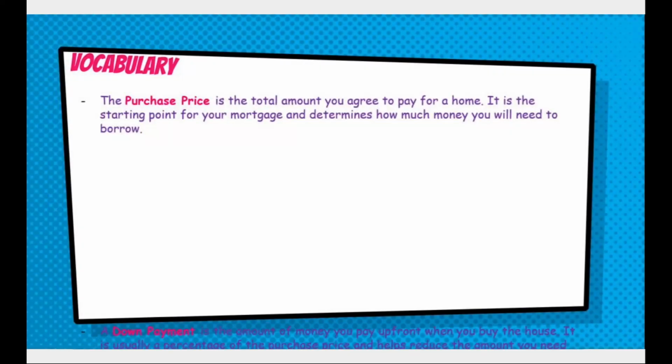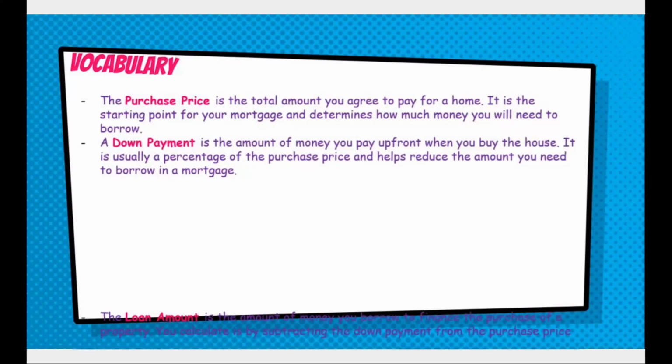So just like yesterday, we're going to talk about some vocabulary first before we get started. A purchase price is the total amount, just like with the car, that you agree to pay for a home. It is the starting point for your mortgage and determines how much money you will need to borrow. A down payment is the amount of money you pay up front when you buy the house.